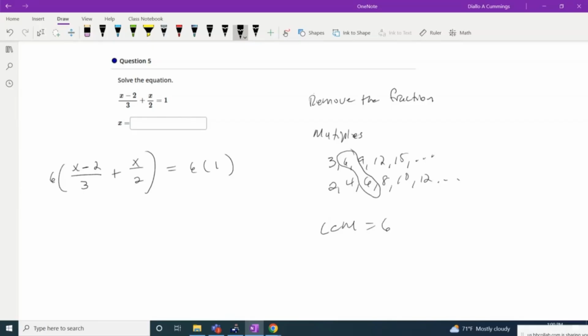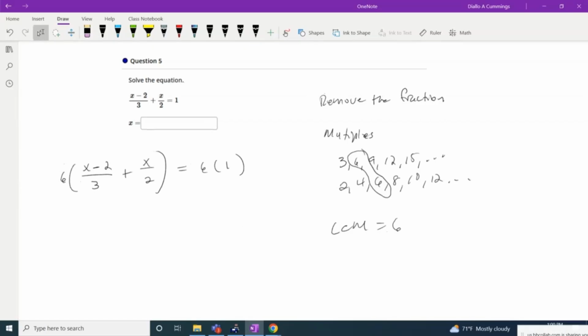All right. So we have everything multiplied by 6. Now we're going to physically multiply it. So we're going to distribute 6 in this first set of parentheses. Notice that when you multiply 6 times this first term, x minus 2 over 3, the 6 and the 3 reduce to a 2. So now I actually want to distribute 2. So 2 times x is 2x. 2 times negative 2 is negative 4.